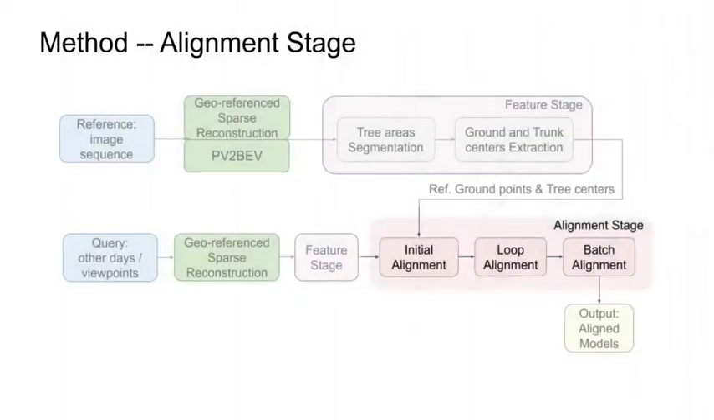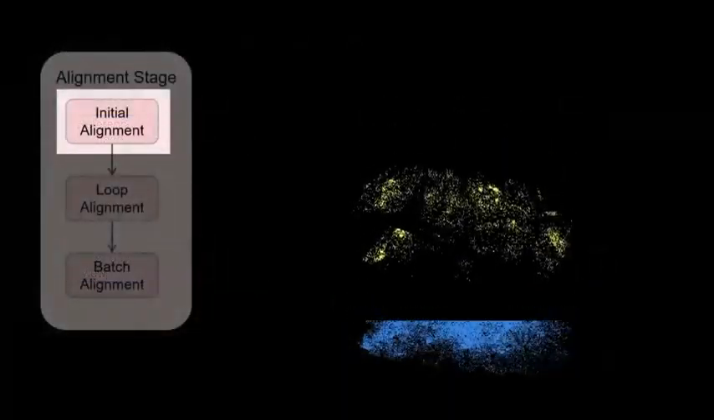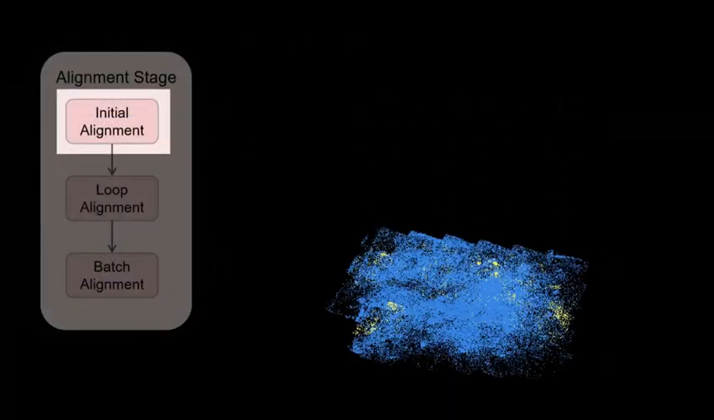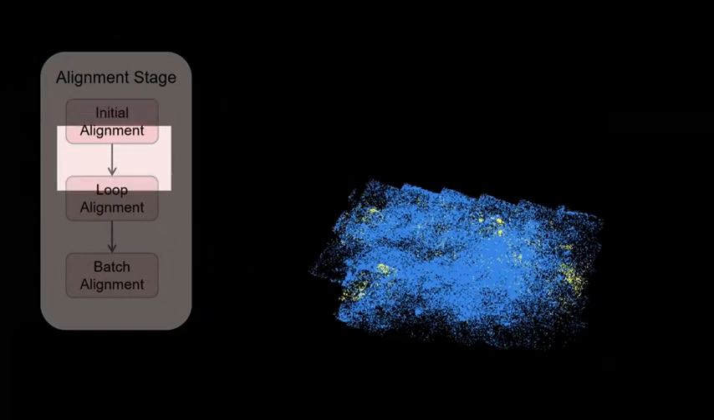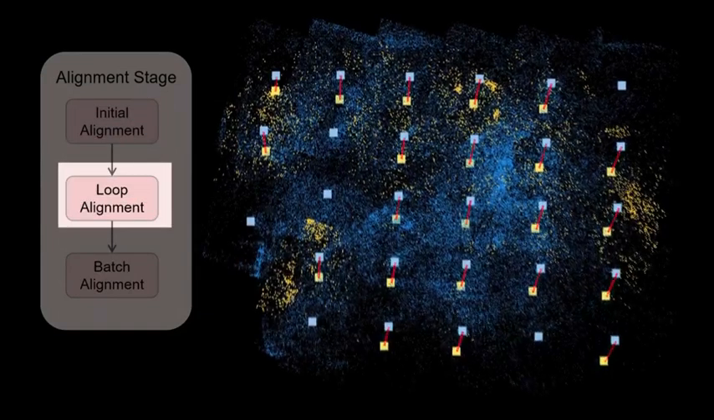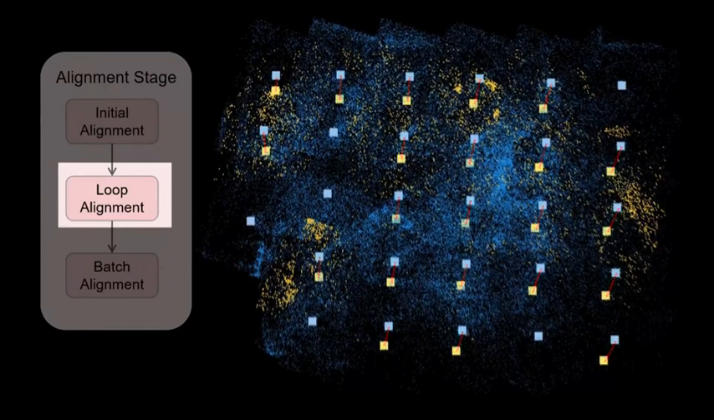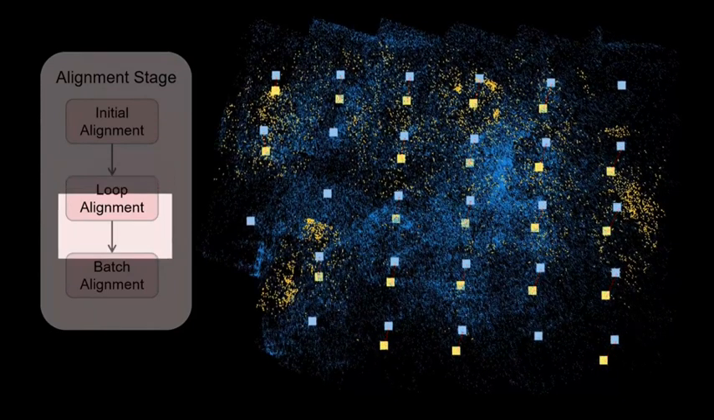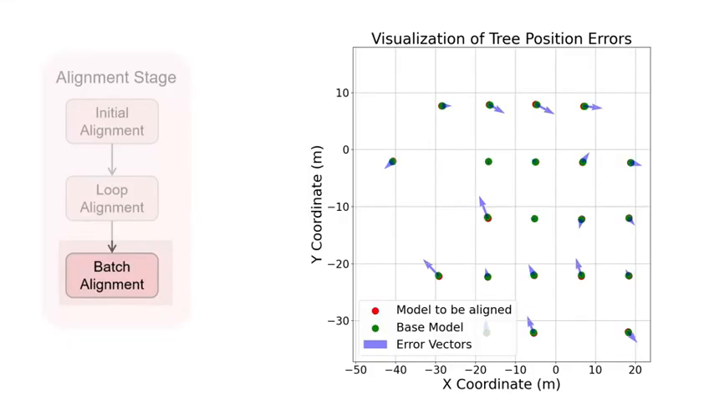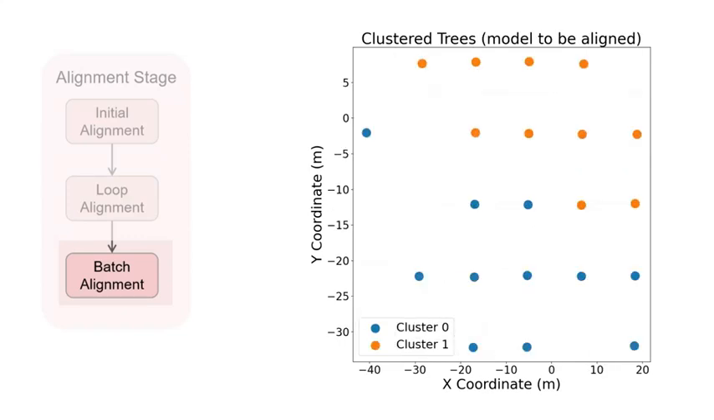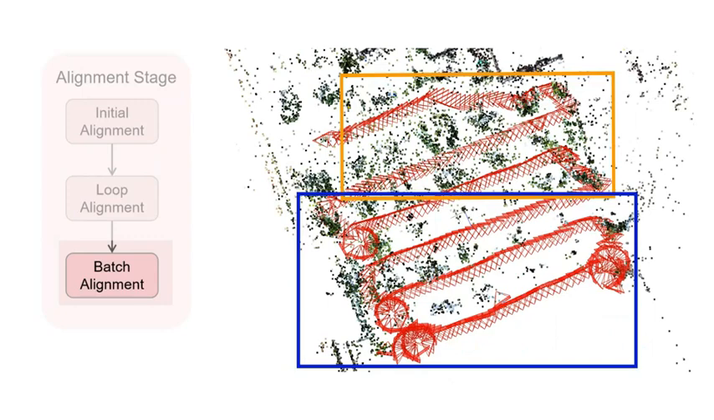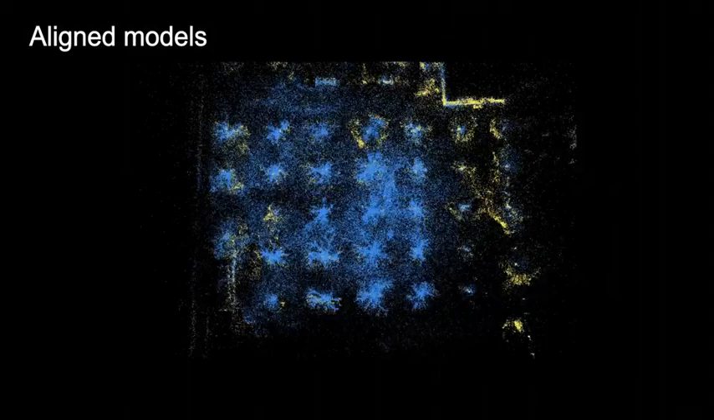In the alignment stage, the ICP alignment of the extracted ground points is first performed to mitigate GPS inaccuracies. This is followed by a looped process that alternates between ICP-based alignment of the ground points and tree centers. To mitigate accumulated drift, trees within the query model are clustered into several batches based on their positions and distance vectors. Each of these batches gets aligned individually to the reference model. Finally, we obtain the aligned models.